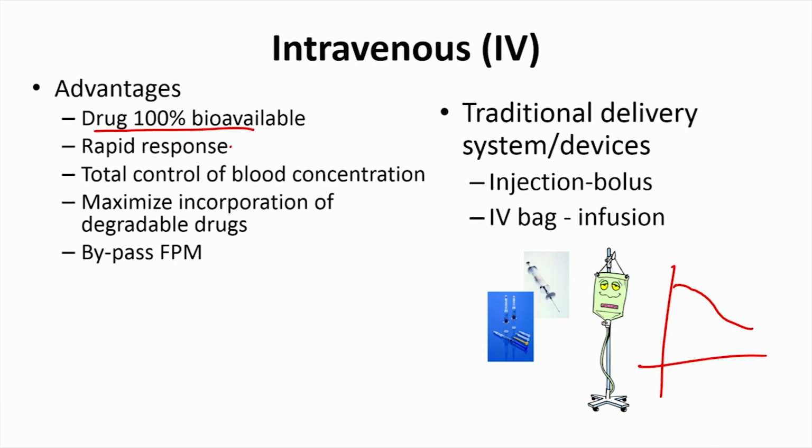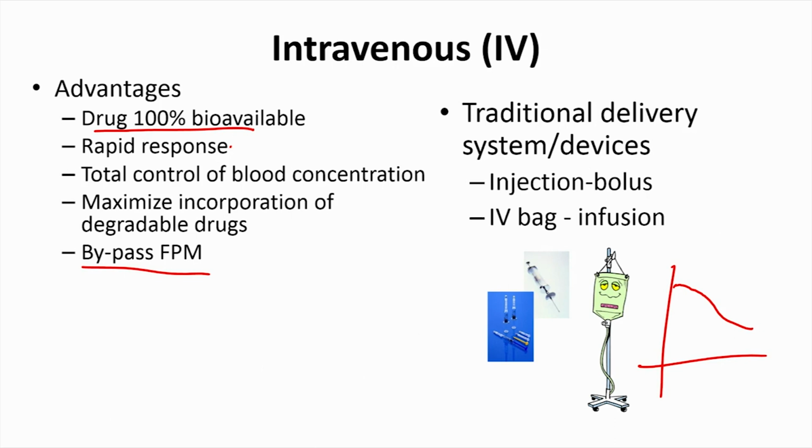You then also maximize the incorporation of degradable drugs. What that means is whatever drug you are injecting is immediately getting incorporated into the blood system, whether they are degradable or not. Going back to the point, if you inject it intramuscularly or subcutaneously, they might start to degrade even at that site, and again you do not know how much of the concentration in the blood you are going to get. And since not everything is going to pass through the liver, you bypass the first pass metabolism.